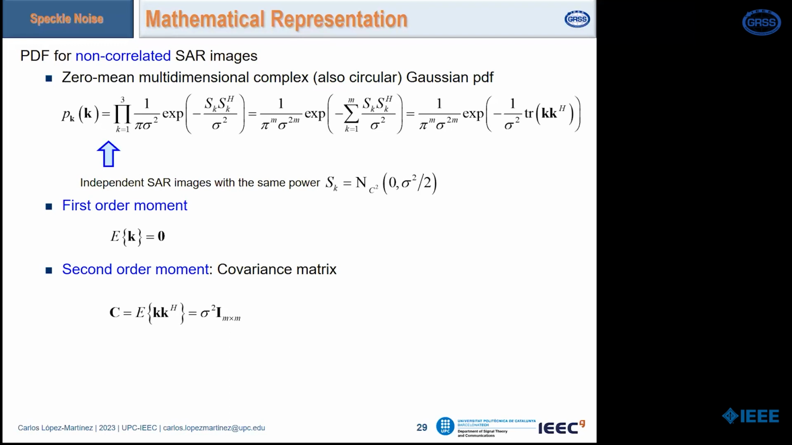I calculate the first order moment. It is 0, because the components are zero mean. What happens to the second order moment? The second order moment of a vector is a covariance matrix. If I assume this hypothesis, the only possible covariance matrix that can model this situation is a covariance matrix proportional to the identity matrix, which indeed is a very poor matrix. It contains no information at all.